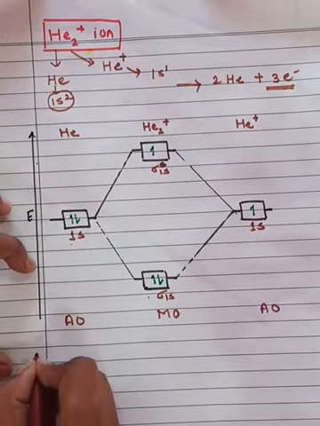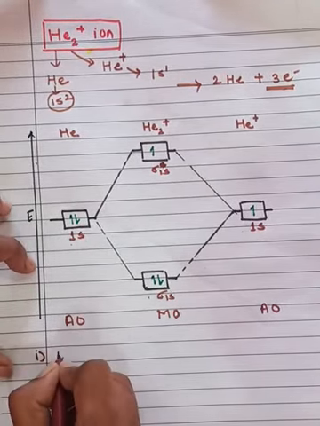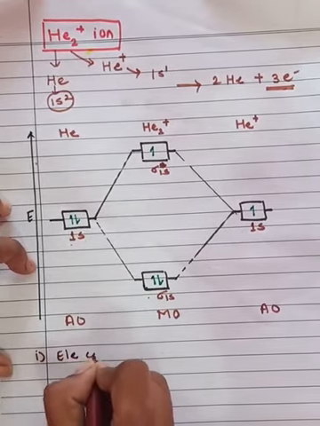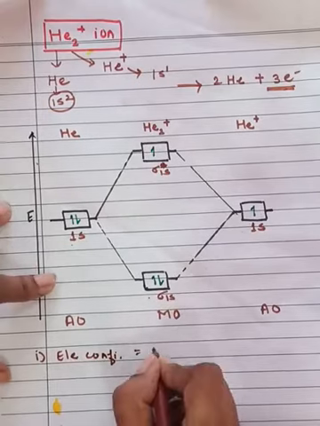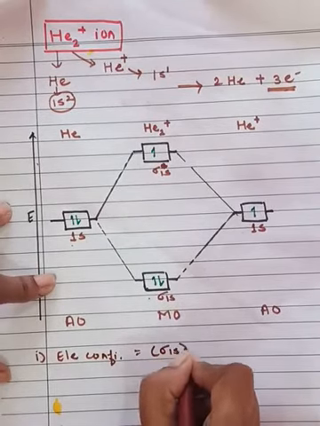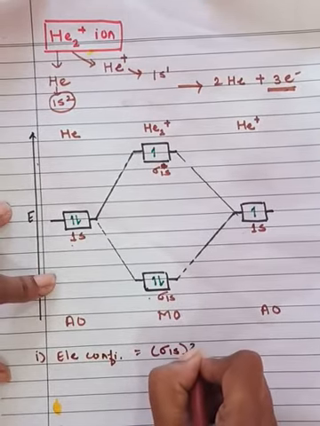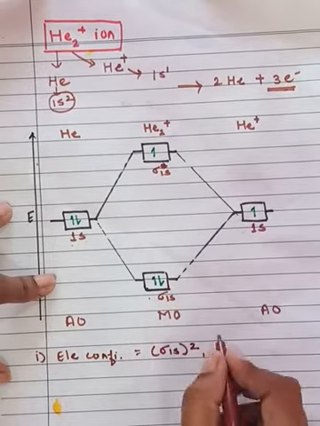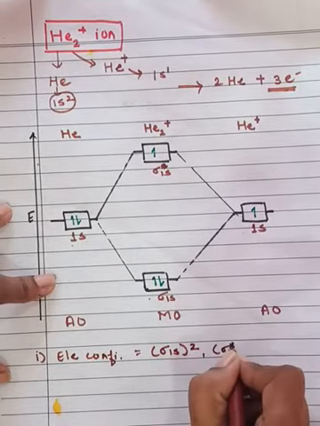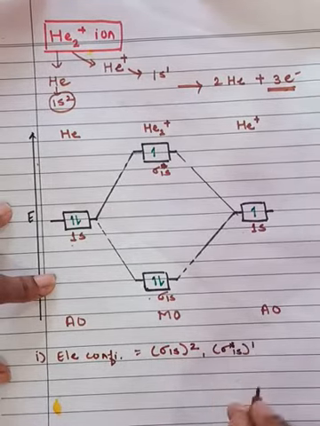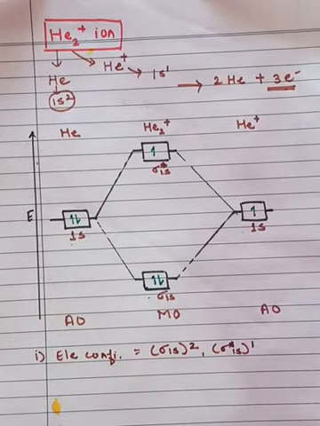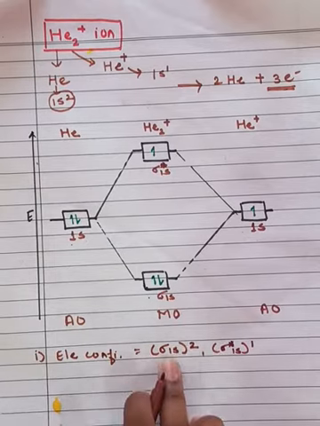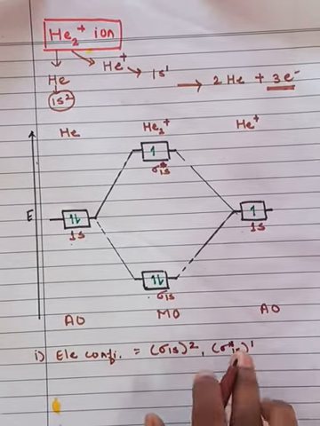So first of all, we have the MO electronic configuration. What will be the MO electronic configuration then? It will be sigma 1s, how many electrons? Sigma 1s 2, and sigma asterisk 1s 1, right? So the MO electronic configuration for the He2 plus ion is sigma 1s 2, sigma asterisk 1s 1.